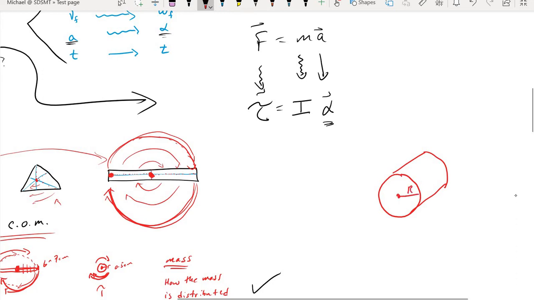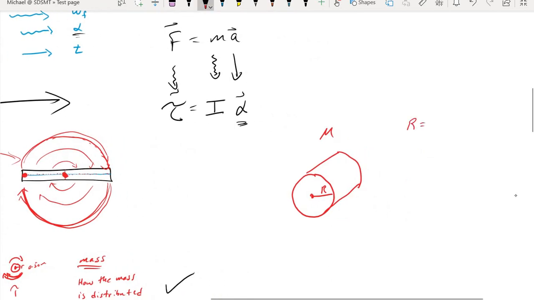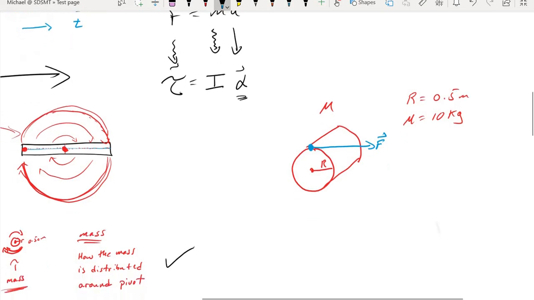We'll take a solid cylinder of radius r and mass m. We'll let the radius be 1/2 meter. The mass can be 10 kilograms. And I am going to apply a force to the surface of this wheel perpendicular to the radial direction, or tangent to the surface of the wheel. And what I want to know is what will be the angular acceleration of this wheel.